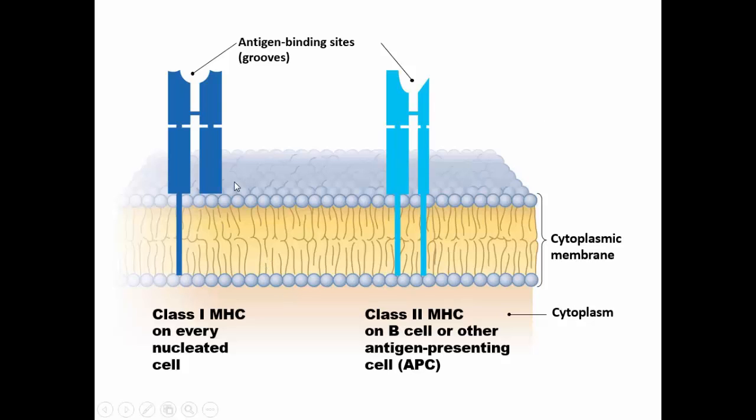So we have class 1s on every cell. They have these grooves, these antigen binding sites. Class 2 are found only on antigen-presenting cells. They look a little different, but they still have an antigen binding site. It is only this receptor, however, that the T cell can bind to. The T cell can't bind to this one.